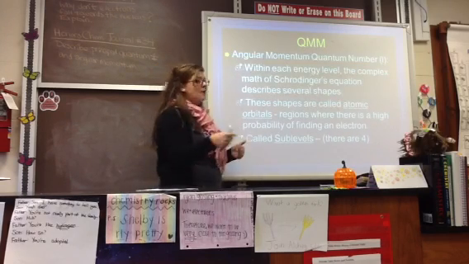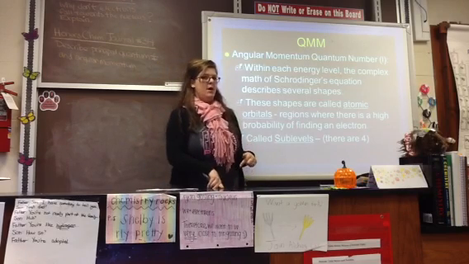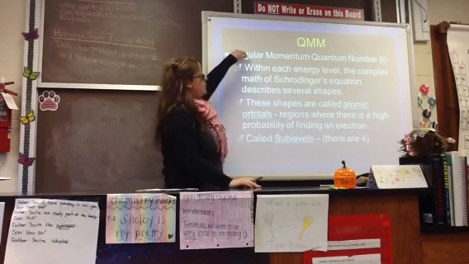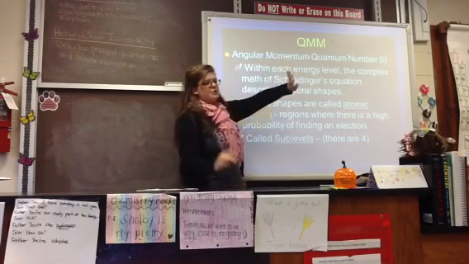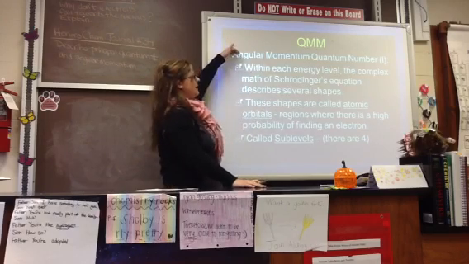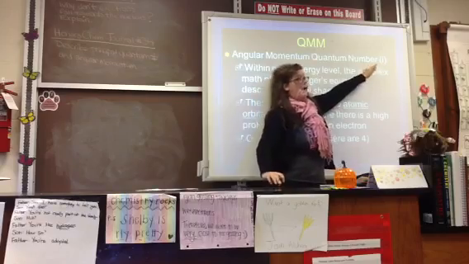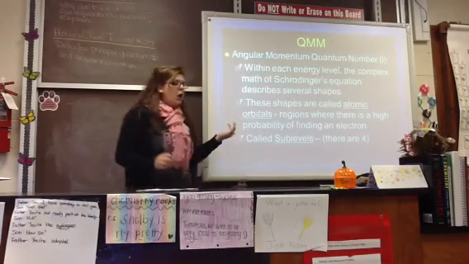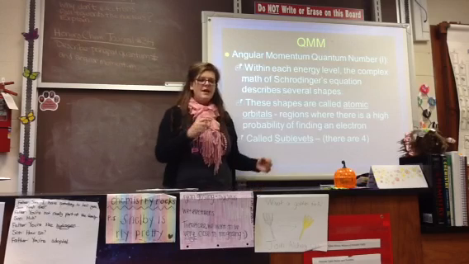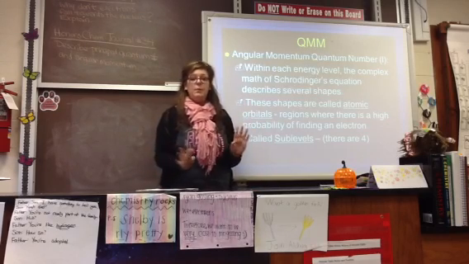The second quantum number is called the angular momentum quantum number, and that is symbolized by the letter L. So angular momentum quantum number, which right now you're like, oh my gosh, what does that mean? Stick with me. So second quantum number is angular momentum quantum number, and we symbolize that with L. All angular momentum means, in terms of this quantum number, is what shape the electron cloud will be. That's it. It's just what shape it will be.